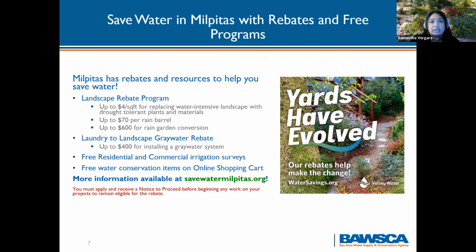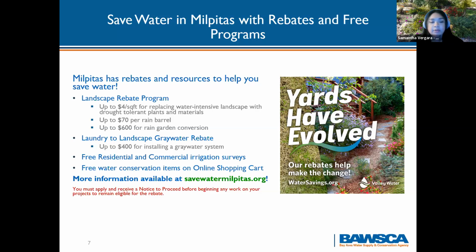If you're located here in Milpitas, we have very similar programs as well. Through the landscape rebate program, which we offer in partnership with Valley Water, we offer rebates for, again, converting your turf over to a drought-tolerant landscape. You also have some incentives available for installing rain barrels, cisterns, rain gardens. We also do have a rebate for putting in a laundry to landscape gray water system, so that way you can divert water that's used through your laundry straight to your landscape.